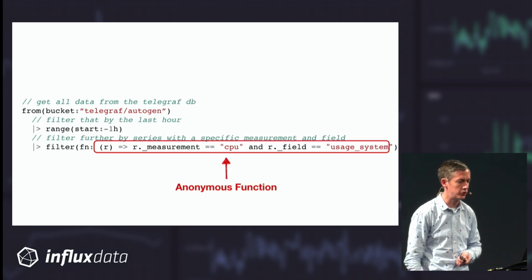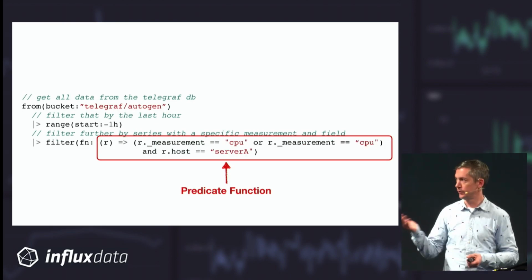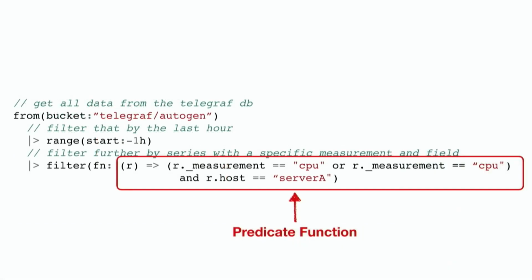We have anonymous functions, which you can pass around. Also, within the filter function, you pass in a predicate function, right? So you can represent complex logic about how to match against a record. And all of that gets translated behind the scenes into whatever is the most efficient way to run the query, right?